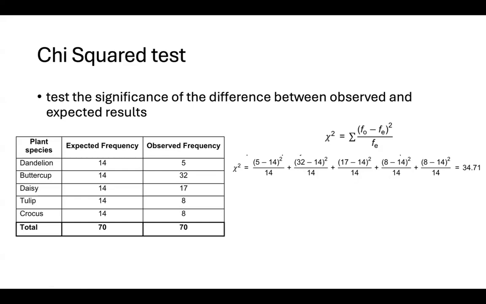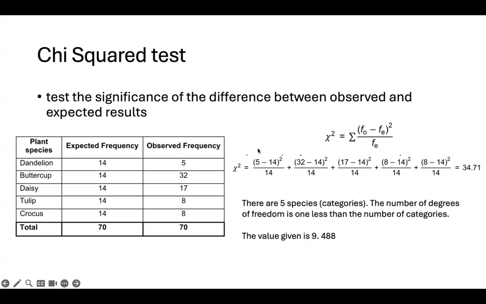Because there are 5 species given, the dandelion, the buttercup, the daisy, the tulip, and the crocus, what is the number of degrees of freedom that we have to look at when we're trying to work out the critical value? If we've been given 5, yes, n-1, so 4. I haven't got the table up here, so just so you know, the critical value given is 9.488.